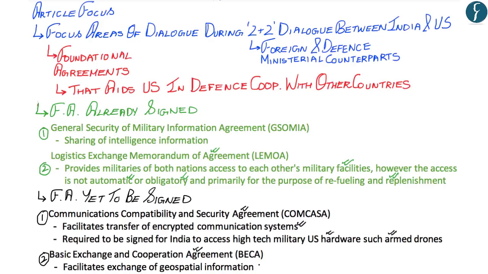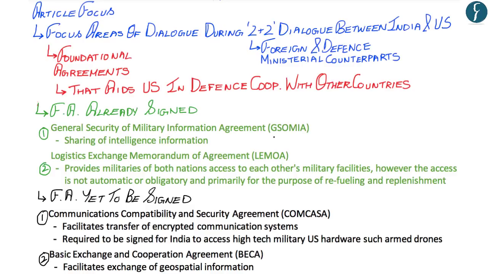And this agreement would facilitate the exchange of geospatial information, wherein geospatial means the data that can be derived from a particular location. Now, hopefully, up till here, you've understood the two foundational agreements that both India and the United States would be discussing at the upcoming 2+2 dialogue. Now, you have to understand that this news is currently in transition, and we'll have to wait and see how this news moves forward.